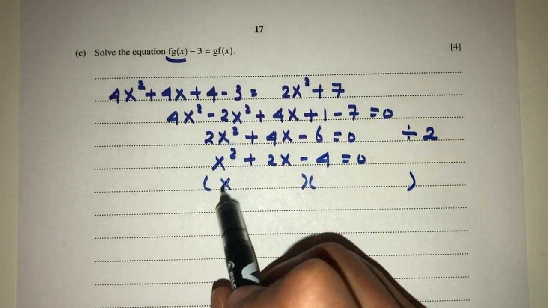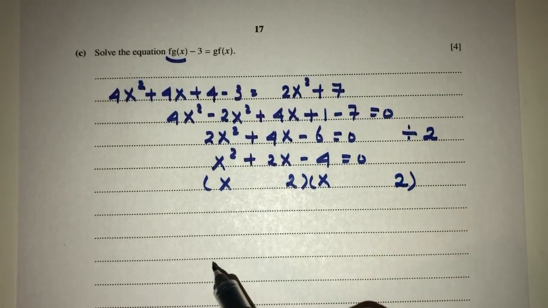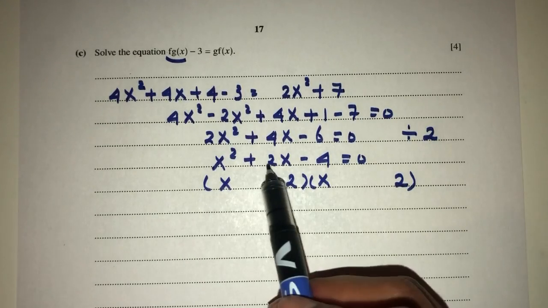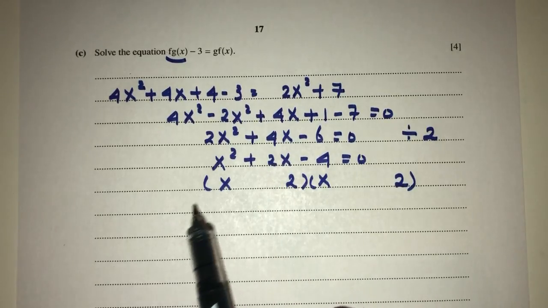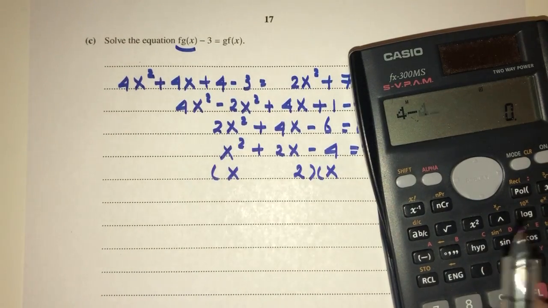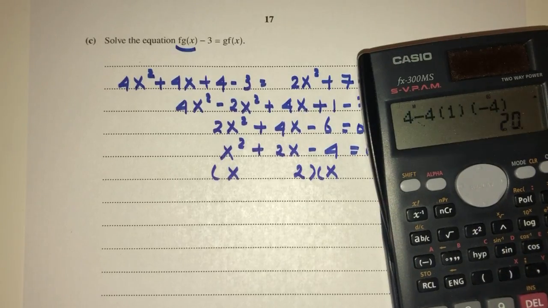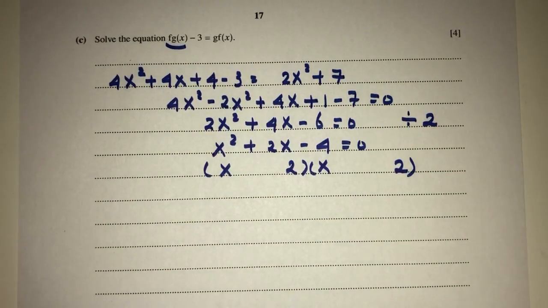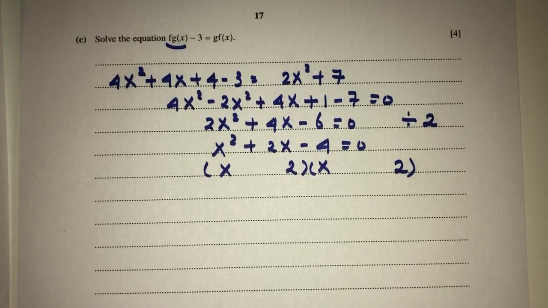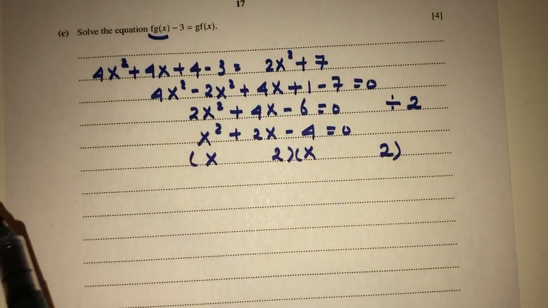Factorize. x times x. 4 is 2 times 2. How can we get plus 2? We cannot get plus 2 here, can we? Let me check. b squared minus 4ac, so it's not possible to factorize. It seems to be something wrong here, because the value is not exact. Maybe I did make a mistake. Let me try again.